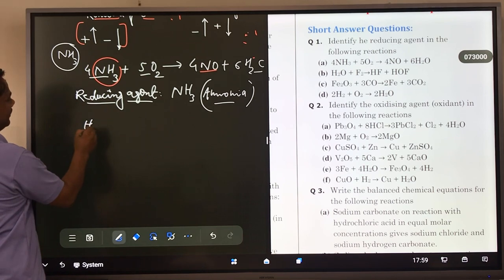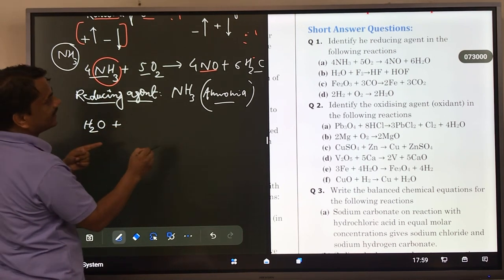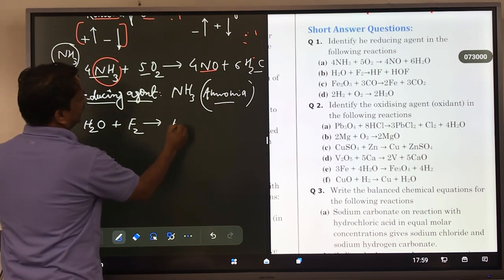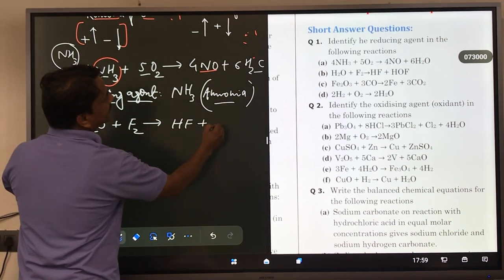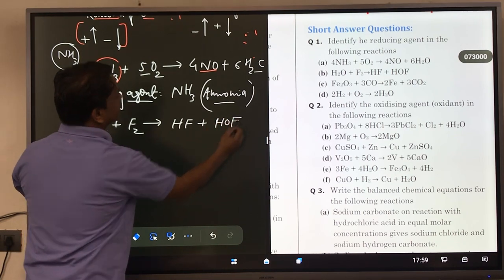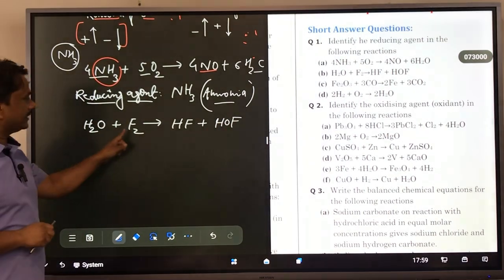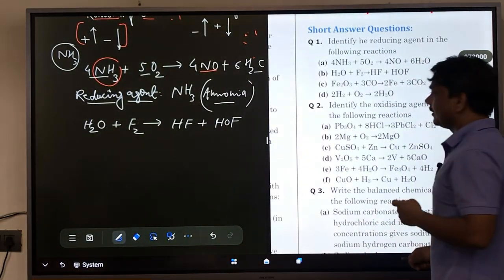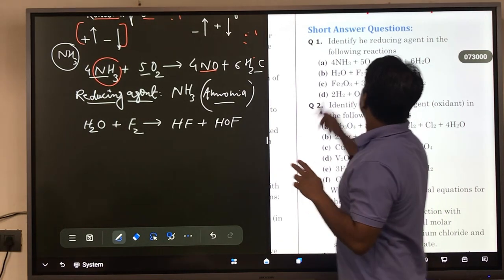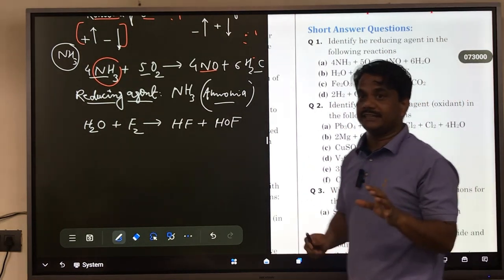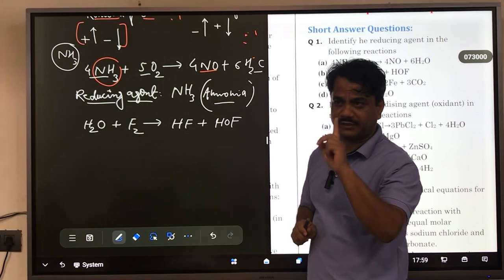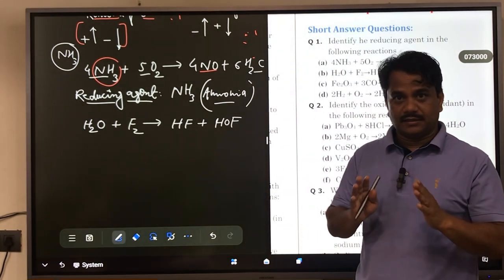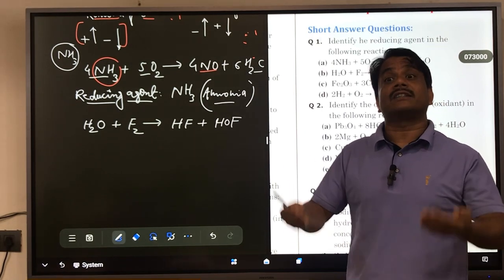Water molecule is getting reacted with F2, forming HF and HOF. Water is reacting with fluorine. We are to find out the reducing agent. Two things can be taught here. First, reducing agent means donor of hydrogen atom, and second, the substance which is getting oxidized.